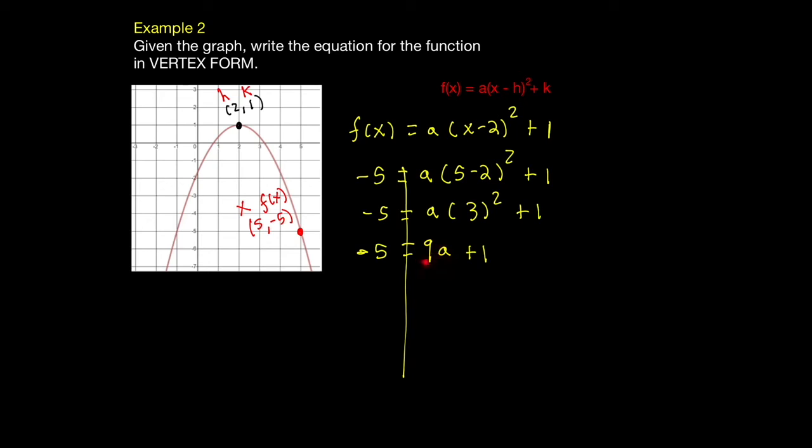And now to isolate a, I first need to get rid of the constant. To get rid of plus 1, I'm going to have to subtract 1 on both sides. And on the left hand side, negative 5 minus 1 gives me a negative 6. And on the right hand side, the 1 and the negative 1 cancel out. In order to isolate a, I need to use the inverse operation, which is division. I'll divide both sides by 9.